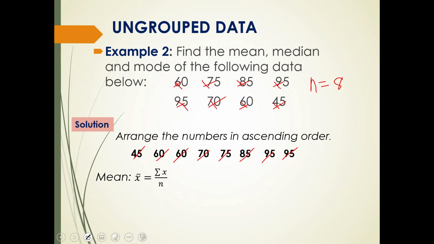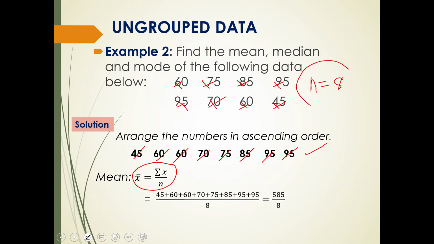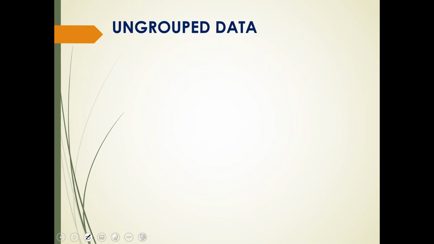So the mean is equal to the formula, sum of all x divided by n. So that is the sum of all these numbers divided by the number of observations, which is 8. So divided by 8, you have 585 divided by 8. That gives us a mean of 73.125. So the average or the mean of this observation is 73.125.